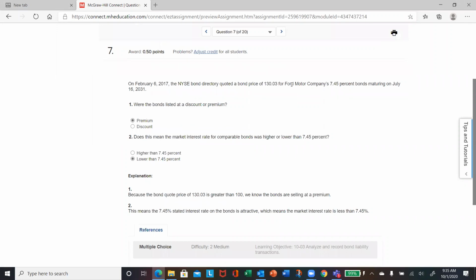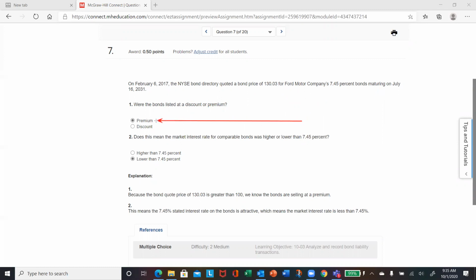Number 7 is back to just a bond. This is a simple bond problem. On this one, it says that they have a bond director. They quoted a bond price of 130.03. It says the company's 7.45% bonds. That's the stated rate on the bonds. They mature in 2031. So the question says, were the bonds listed at a discount or a premium? Remember, this amount is always as a percent of face value. Anytime that is over 100, it's going to be a premium. If it's less than 100, then it would be a discount.